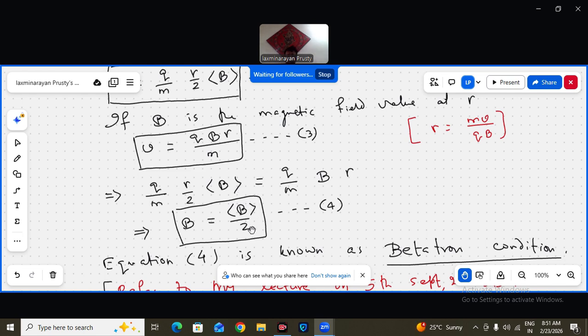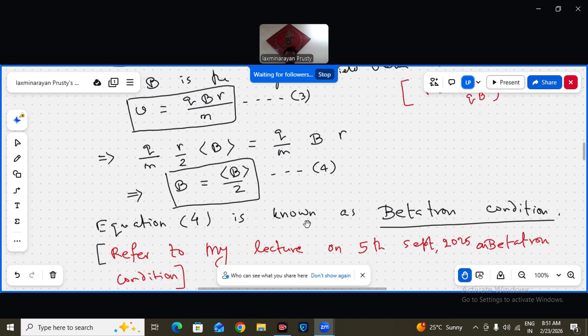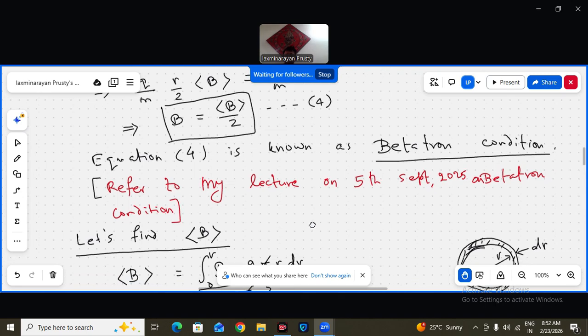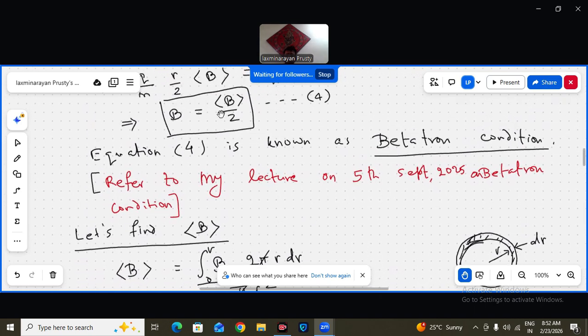If this condition is satisfied, this charge will move in a circular path without any guide or extra support. This equation 4 is known as the Betatron condition. You can refer to my video lecture on 5th September 2025 on the Betatron condition, where I have explained it. Okay, let's find the B average first.